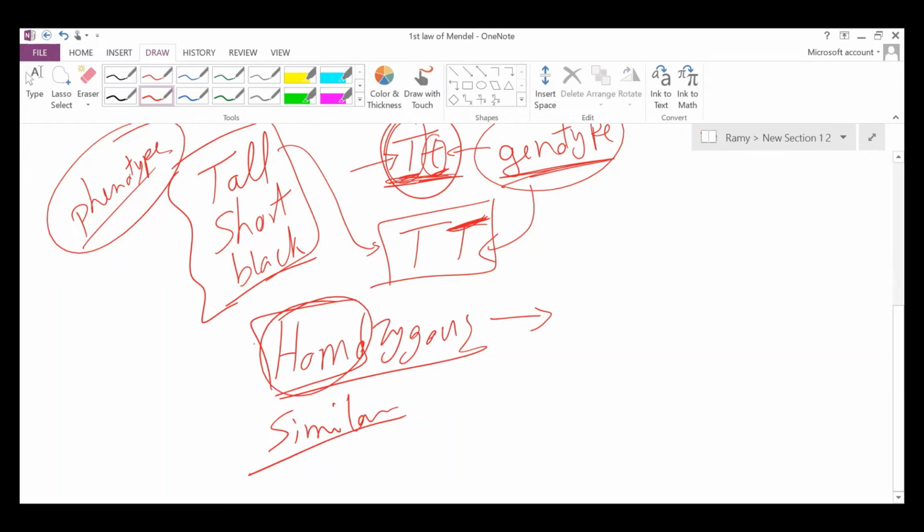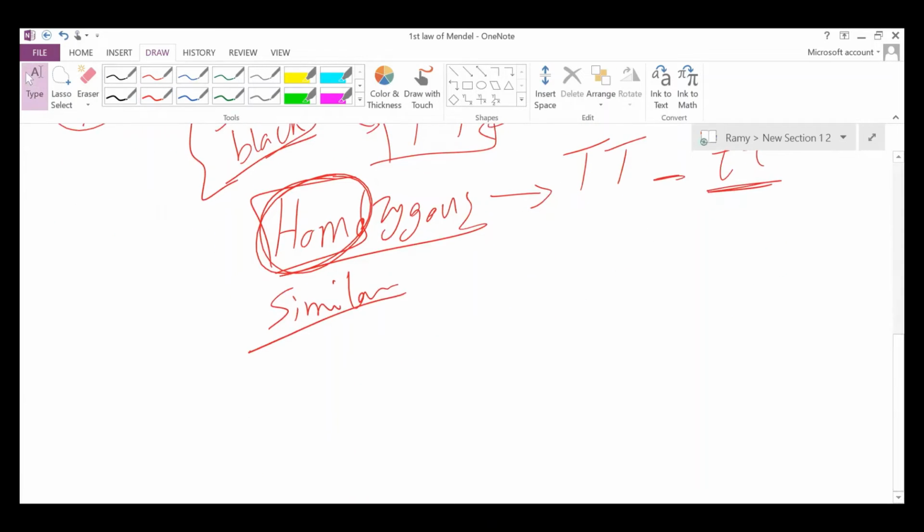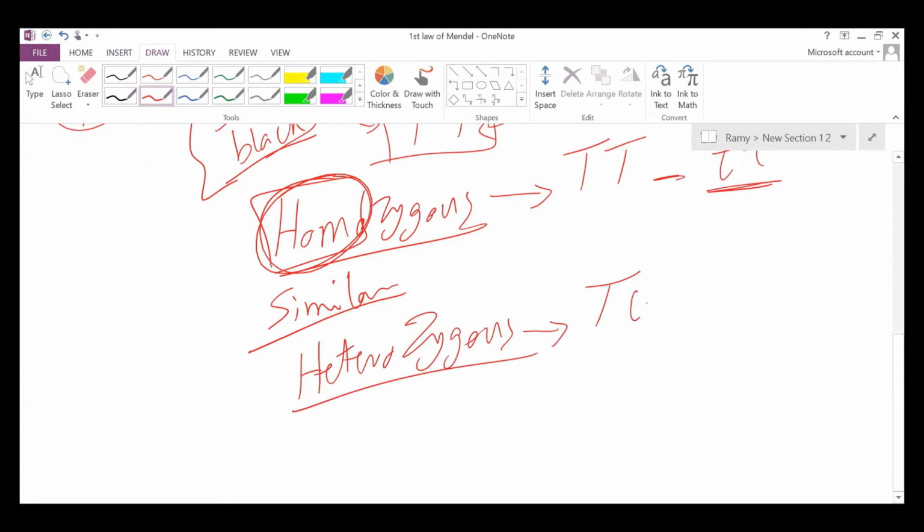So homozygous means this organism, for this trait, has two similar or identical alleles. Like if we say T capital, T capital, it is homozygous dominant. And if I say T small, T small, that's for short, so it is homozygous recessive. Okay? But what about heterozygous? Heterozygous is T capital, T small.